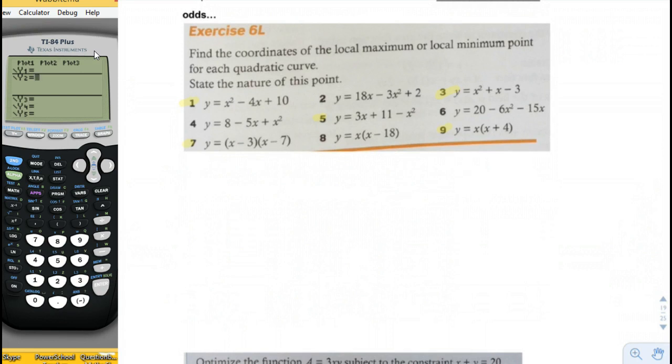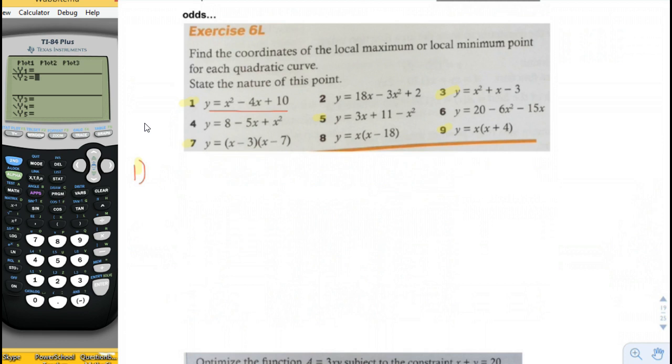You can use differentiation to find this point, and I'll do the first one like that. But the others I'll just use the minimum and maximum function on your calculator because that's more likely what you would do on the exam. So for number one, we have this quadratic. And they're saying, where are the maximums and minimums?